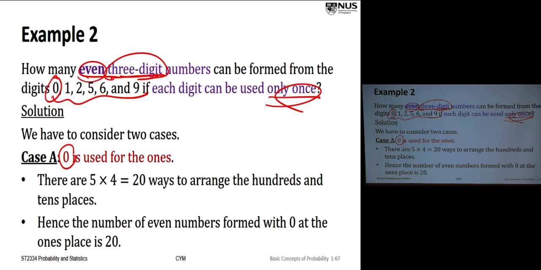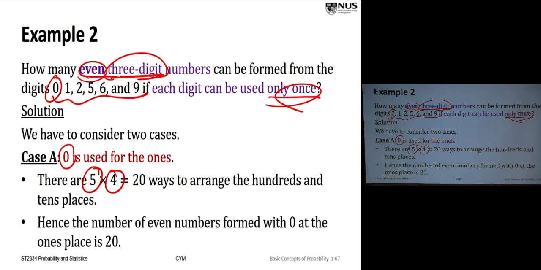So now we put 0 in the ones place. Because once we put the 0 in the ones place, I don't have to worry about it. Automatically, the rest will meet the 3-digit number condition, because I will not put a 0 in the hundreds place. So I start with 0 used in the ones place. Therefore, the remaining 5, I can put in the hundreds place, and the remaining 4 in the tens place. So altogether, there are 20 ways to do it with 0 in the ones place.